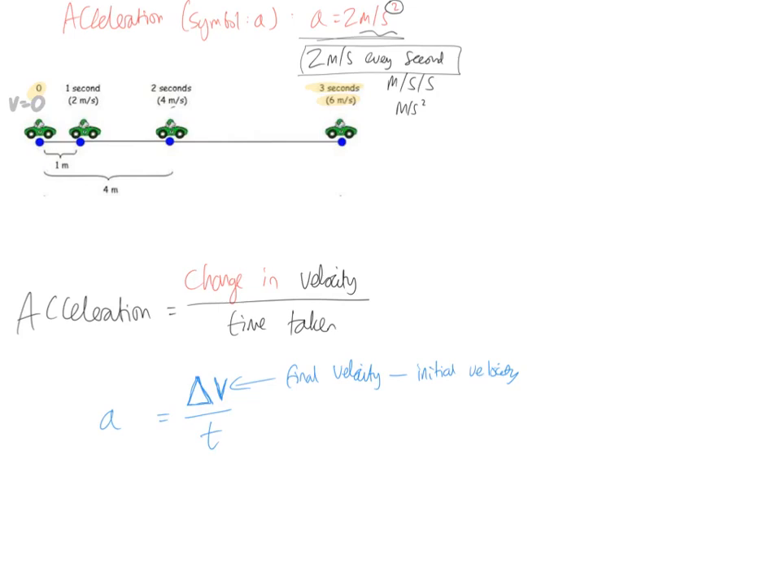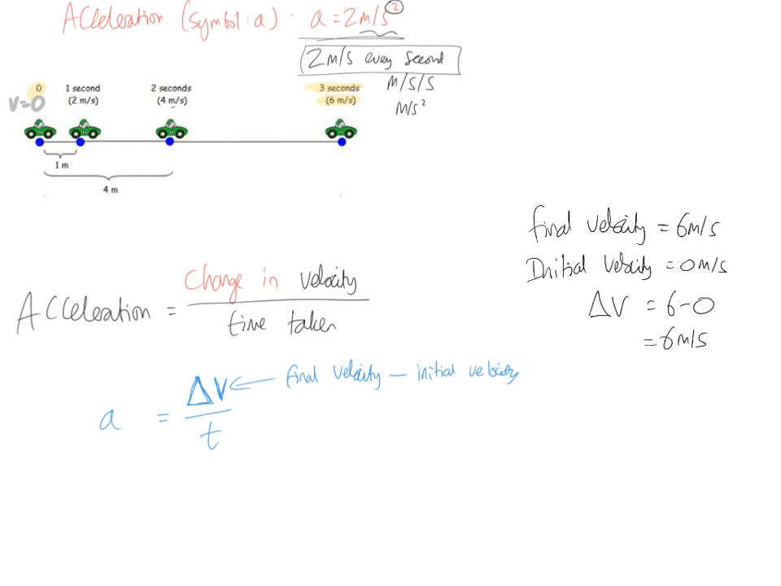Well, we know that the final velocity equals 6 meters per second. The initial or starting velocity or speed was 0 because it was stationary. So we know that the change in velocity is 6 minus 0, which is just 6. And we know it did that in 3 seconds, as we can see up here.